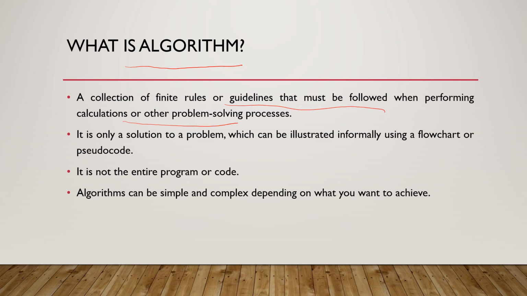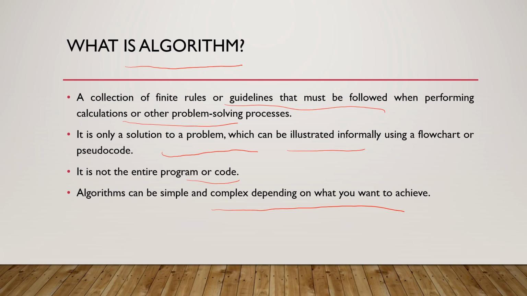An algorithm is not the complete program or code. It is just a solution, or we can say the logic of a problem, which can be represented either as an informal description using a flowchart or as program code. An algorithm can be simple or complex depending on what you want to achieve.